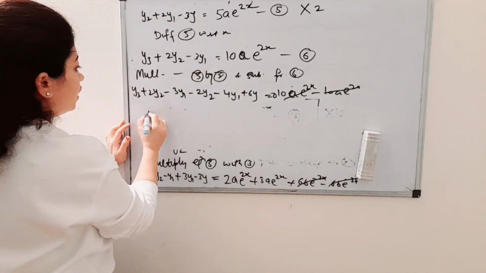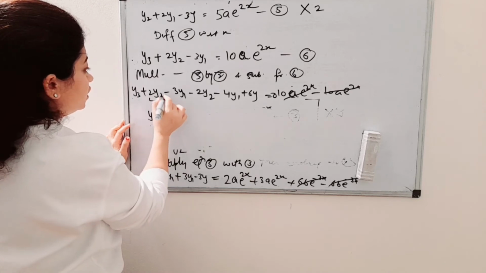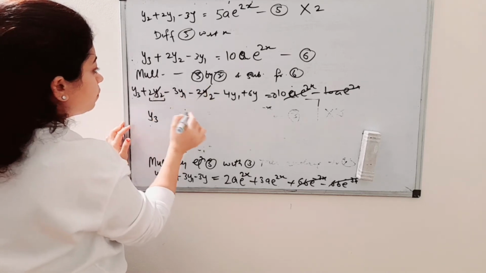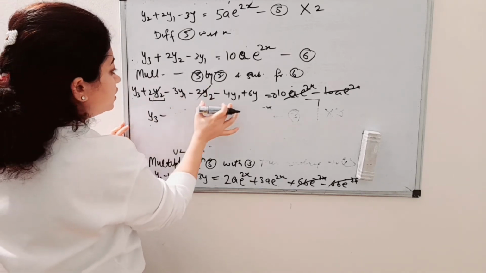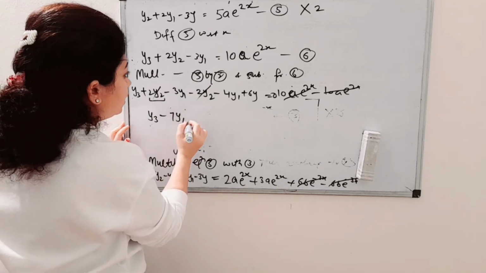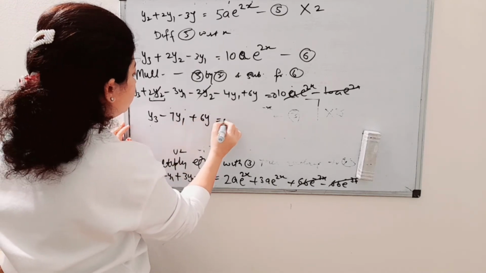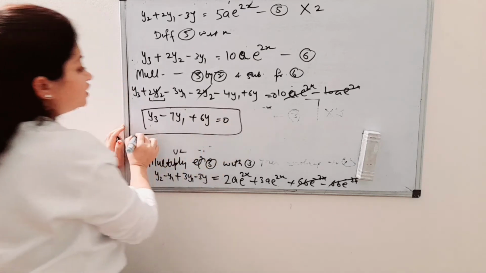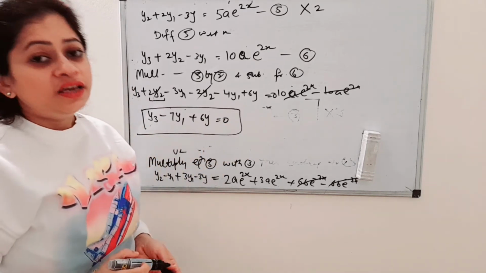What we will get? y3, and this is also cancelled out. And we have minus 7y1 plus 6y equal to 0, which is the required differential equation.